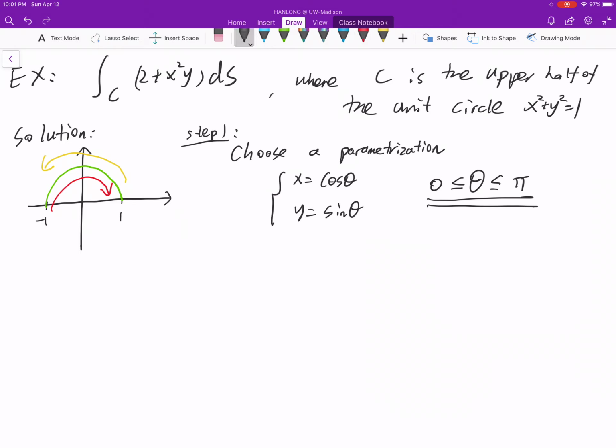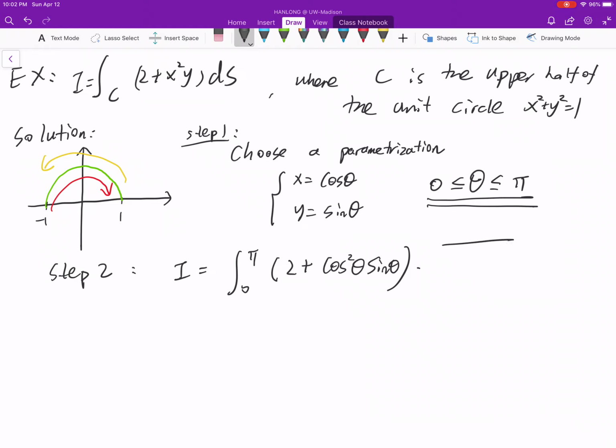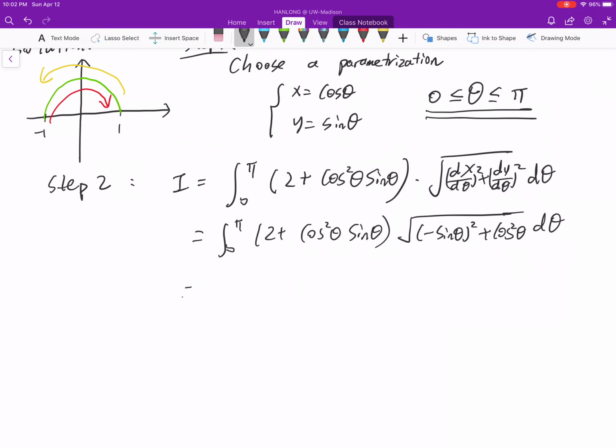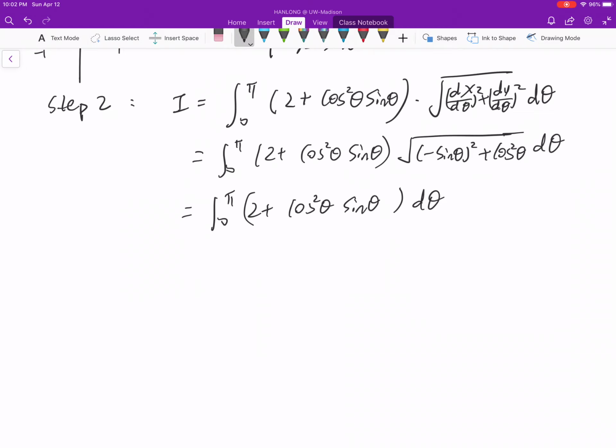Okay, second step, we just use the formula there in step 2. Let's call this integral I. So I is the integral from 0 to pi, and you plug in 2 cosine square theta sine theta, and then for the last part, the square root of (dx/dtheta) squared plus (dy/dtheta) squared, d theta. Now we simplify a little bit. For this one, you have sine theta squared plus negative sine theta squared plus cosine theta squared, d theta. So this is the integral from 0 to pi of 2 plus cosine square sine square d theta.